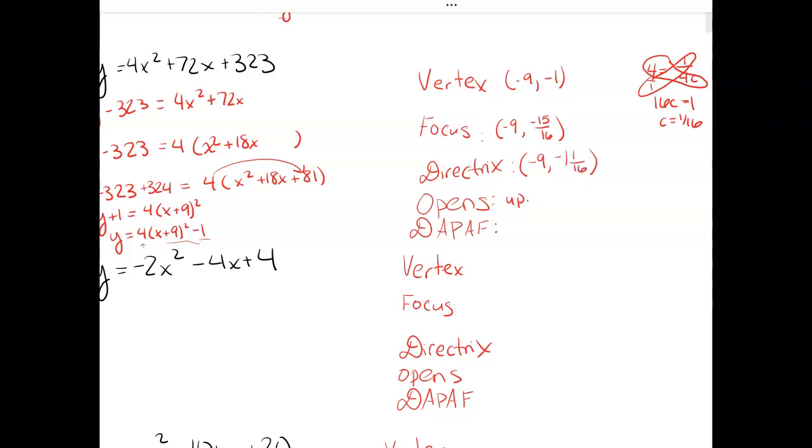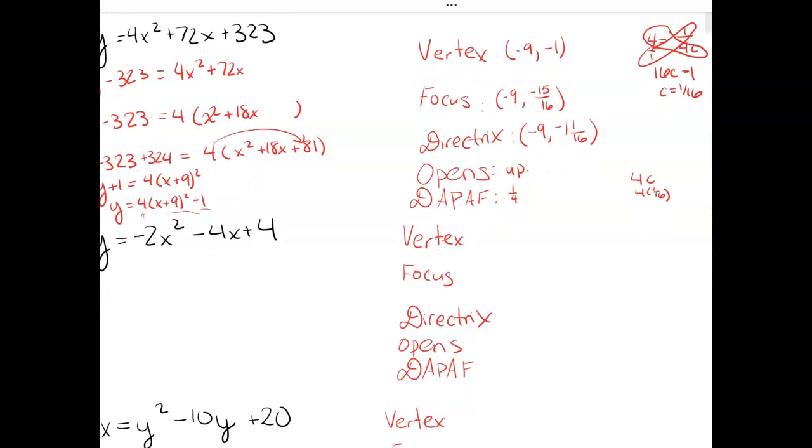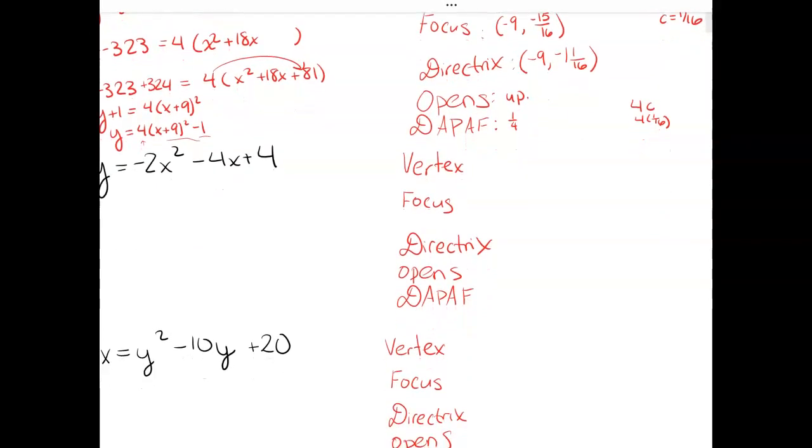And then finally, my distance across the parabola at the focus. Remember, my distance across the parabola at the focus is just 4C, and if C is 1/16, then that means my distance across the parabola at the focus should just be 1/4. Alright, not so bad. And with that, I'm done.